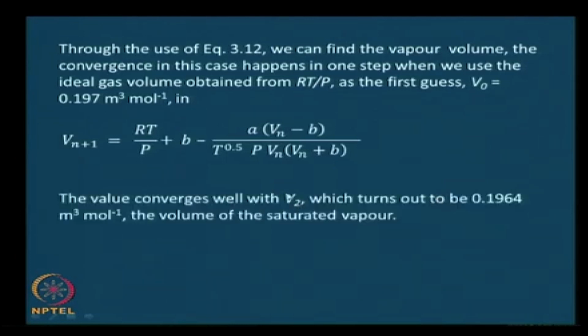And V2, which is after 2 iterations, turns out to be 0.1964 meter cube per mole, and since the difference between this and the V1 value is less than a certain acceptable percent, in this case very less, this can be taken as the volume of the saturated vapor. This is nice. It just turned out that the solution was close to the initial guess, so we do not have to do too many iterations.